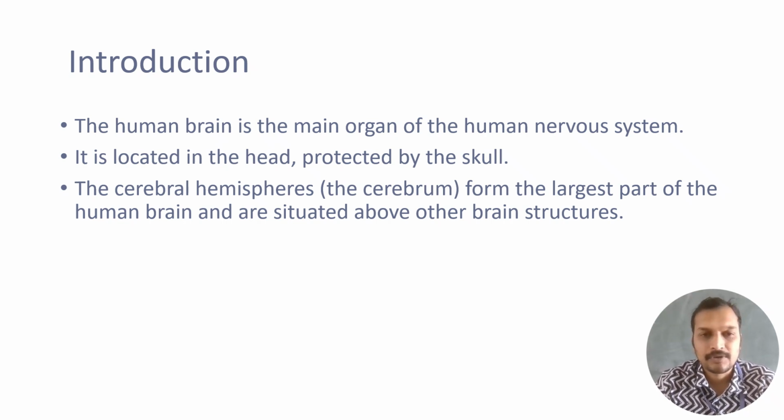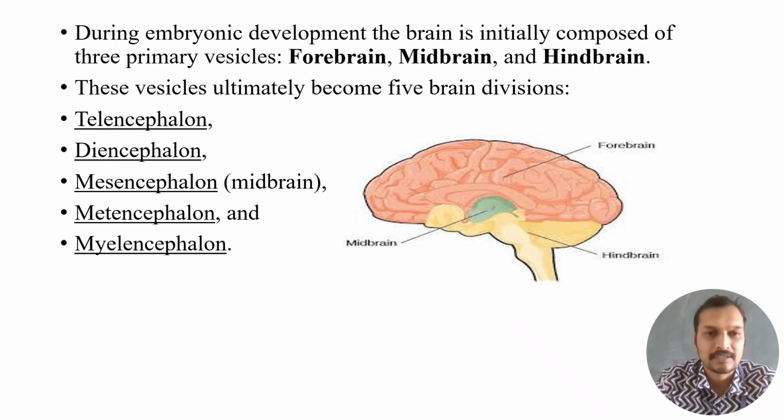So today we will see about the topic called parts of the brain. Introduction: the human brain is the main organ of the human nervous system, and it is located in the head. And this brain is protected by the bone called skull. There are two cerebral hemispheres formed by the cerebrum, and it forms the largest part of the human brain and is situated above the other brain structures. So this is superior to the other brain structures, and it forms two-thirds of the total brain.